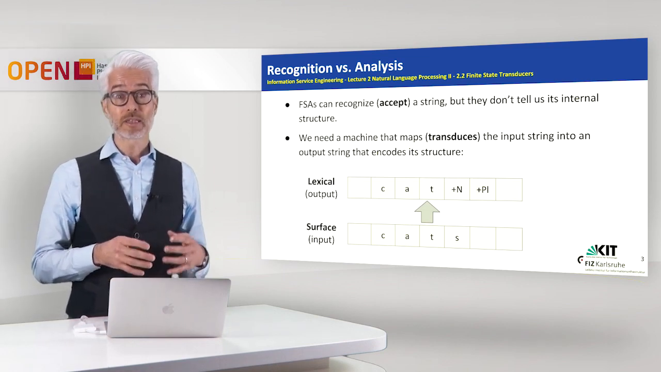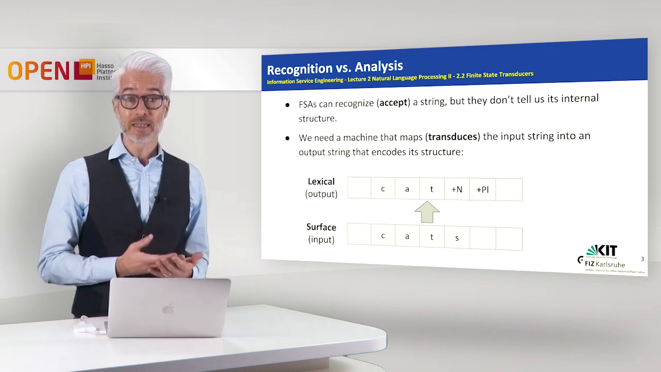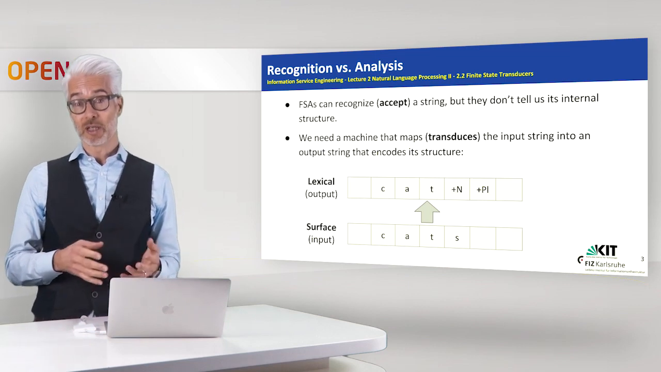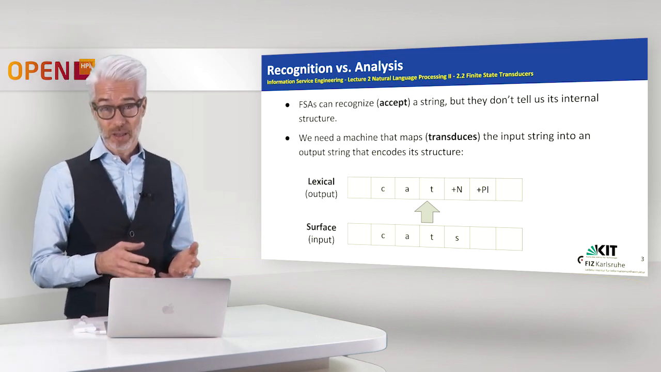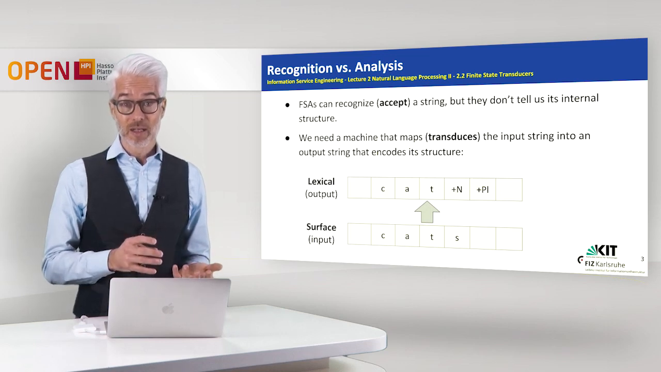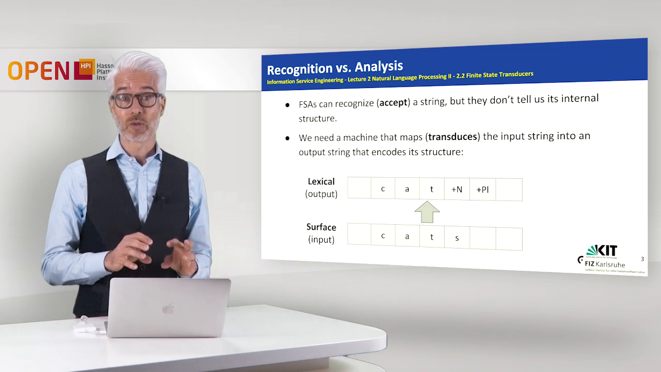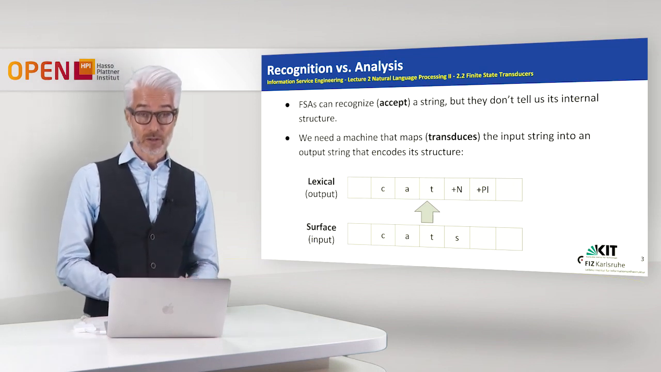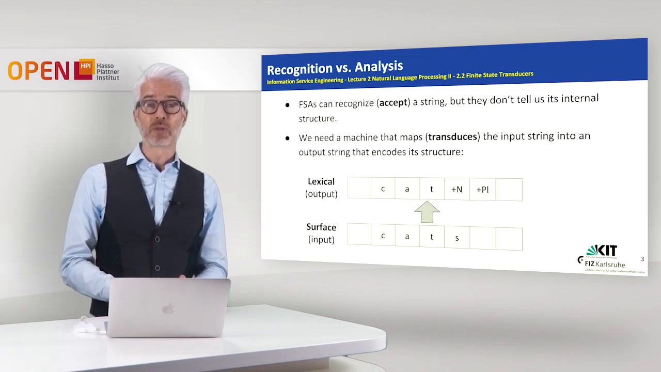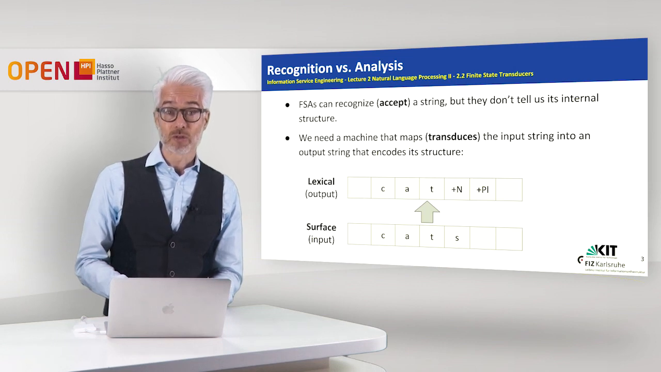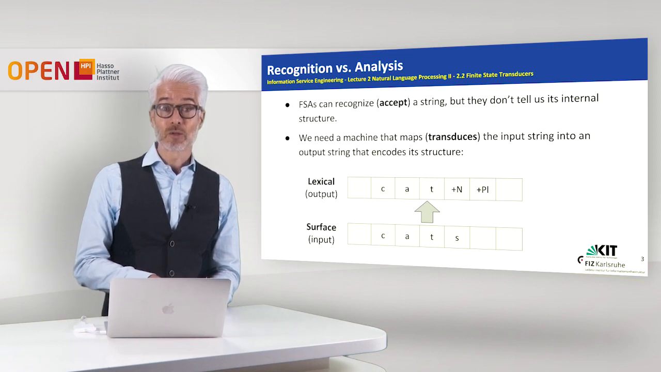But what they don't tell us is what exactly is the internal structure of the word. We can accept the word if it's formed correctly, but we don't know anything about how it is constituted. And this is something we want to know. We want to know about the internal structure of that word. What we need, therefore, is not only a finite state automaton. What we need is some kind of a machine that maps the input string to an output string that encodes this internal structure. And this is a so-called transducer.